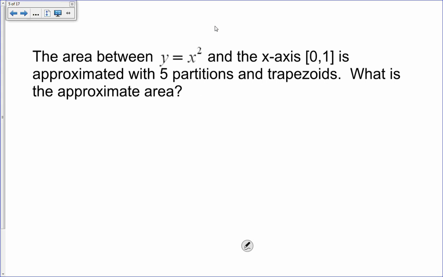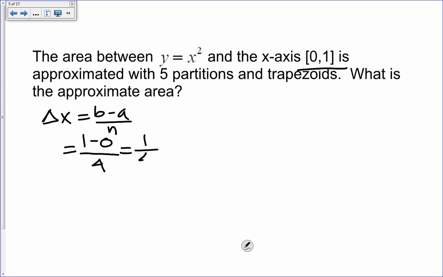Okay, so going back to our first example of x squared, we were asked to find the area under x squared from 0 to 1 in 4 trapezoids. So remember, our delta x is given by b minus a over n. So we're going from 0 to 1. So my b minus a is 1 minus 0, and we had 4 trapezoids, so over n. And you remember we used in that first example 0.25 in each of our calculations.